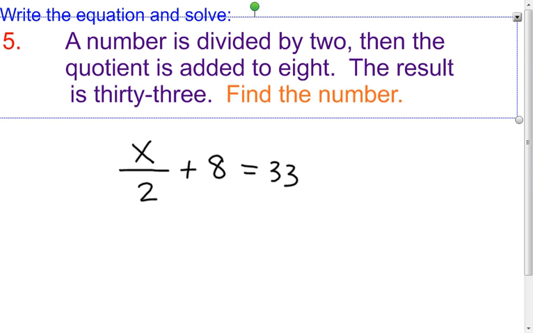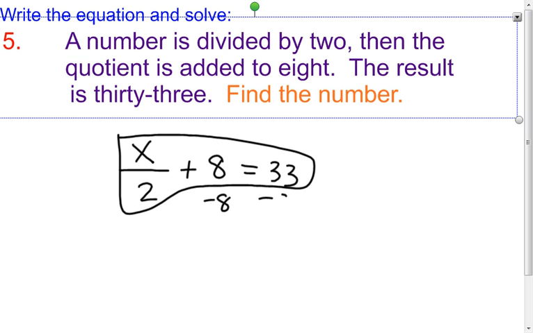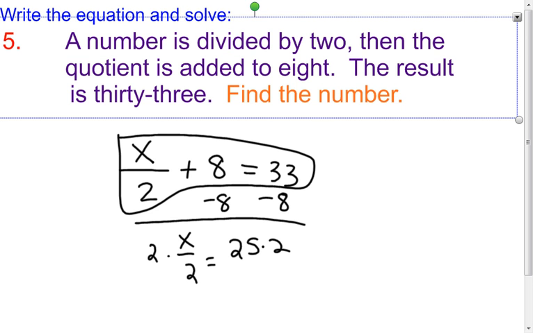Okay? So first of all, I will subtract, and by the way, I should box this off. I keep forgetting to do that. So there's your equation. Then I will subtract 8, and I have x over 2 equals, and then 33 minus 8 is 25. And to solve for x here, I will multiply by 2, and so x comes out to be 50.